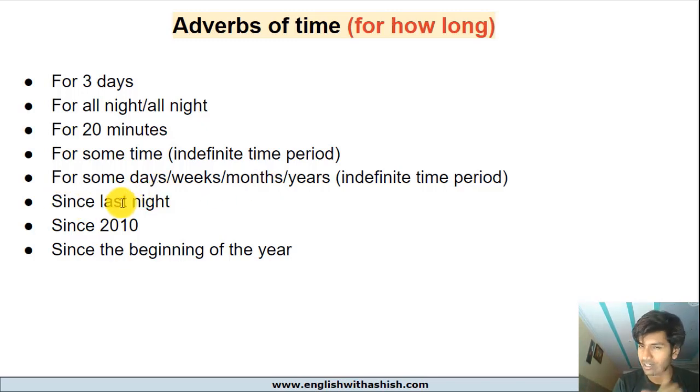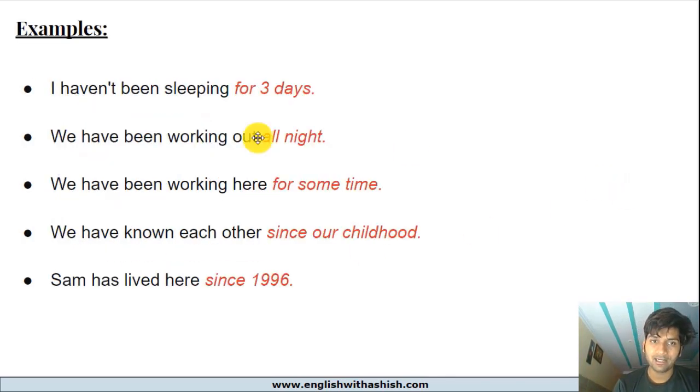With since, we refer to the starting point of the action, right? Since last night, since 2010, since the beginning of the year. Let me show you some examples and make you understand. I haven't been sleeping for 3 days. I have not been doing something. How long? For 3 days. The action hasn't been happening for the last 3 days time period. For 3 days, for 20 days, for 6 hours, for 20 minutes, right?